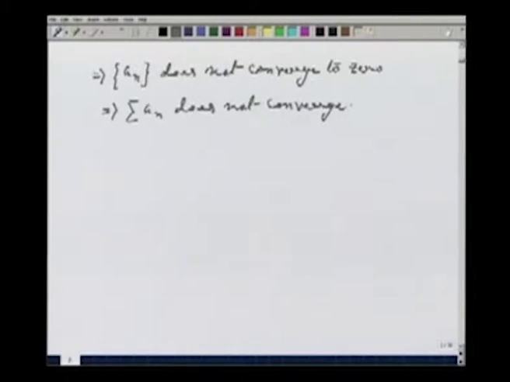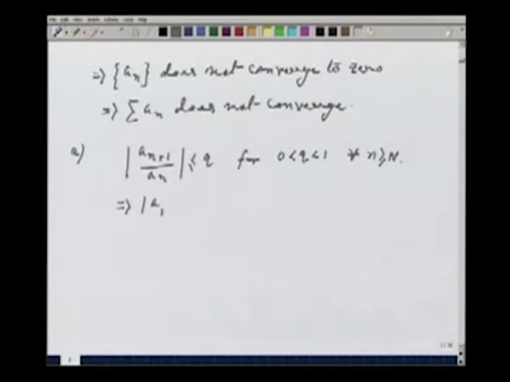So B is simple. Now coming to A, what is given to me? It is given that modulus of a_(n+1) divided by a_n is less than or equal to q for some q which lies between 0 and 1. This q is a constant, it does not depend on n. This is true for all n bigger than or equal to capital N. Now this then implies that mod a_(N+1) is less than or equal to q times modulus a_N.